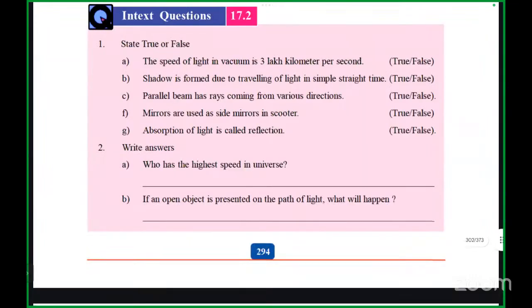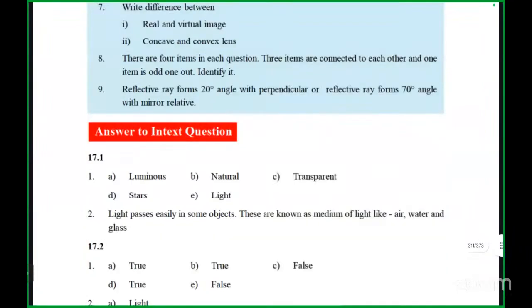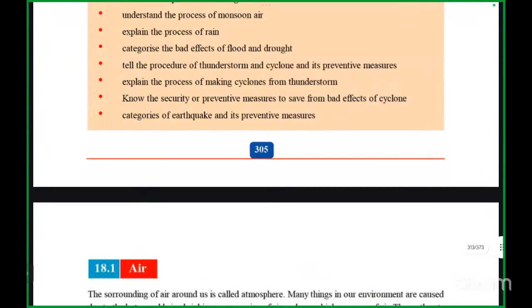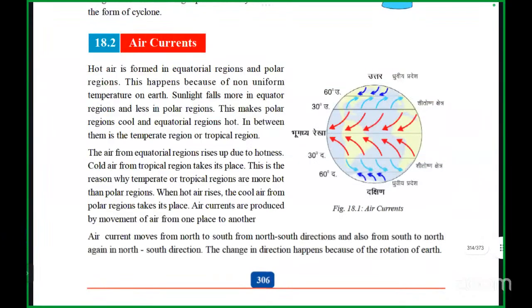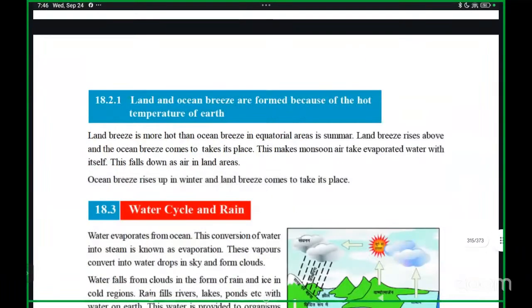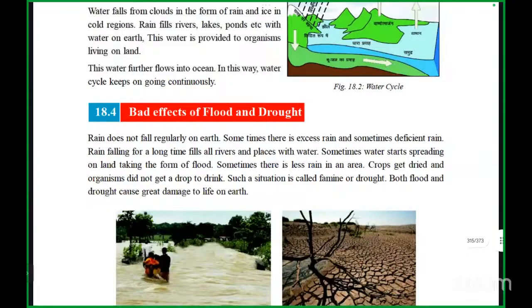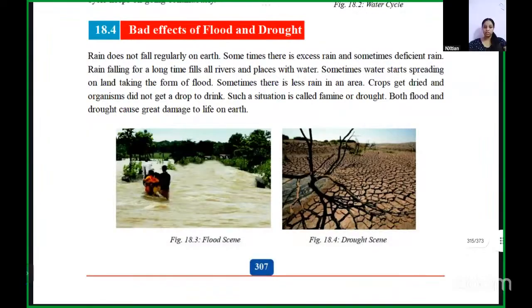Okay. So yesterday we started the chapter natural disasters. We saw what are air currents, and we saw the water cycle, rain, and how rain forms over land and ocean. Today we will see the bad effects of flood and drought.